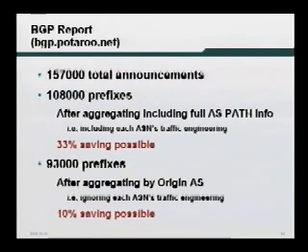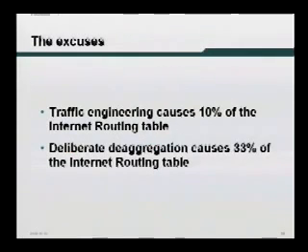So those people who say, well, all the deaggregation is caused by traffic engineering. Nah, only 10% is caused by traffic engineering. 33% is caused by the Class C fan club. Okay? Just by laziness or whatever else. It's not caused by engineering or operational requirements. It's caused purely by laziness. Okay, so traffic engineering causes 10% of the Internet Routing Table, deliberate deaggregation causes 33%.